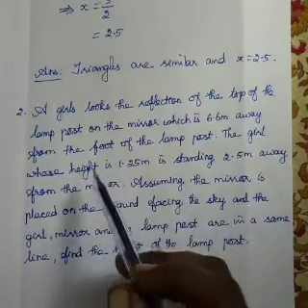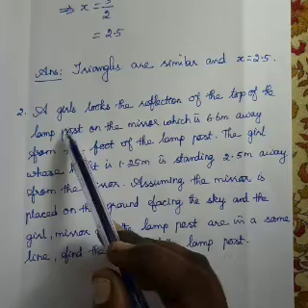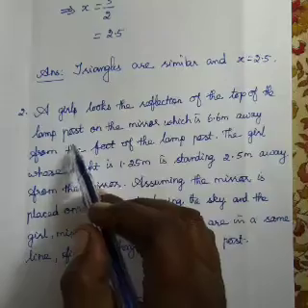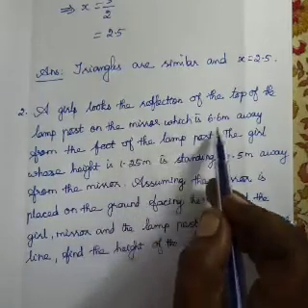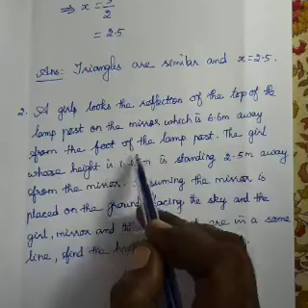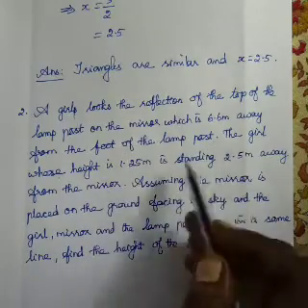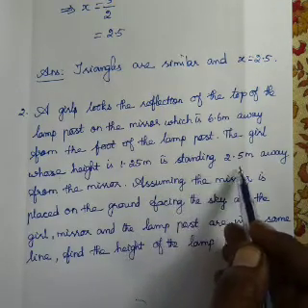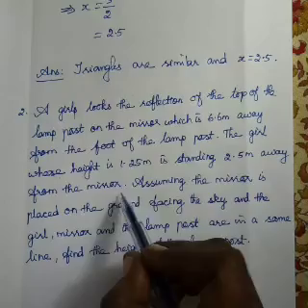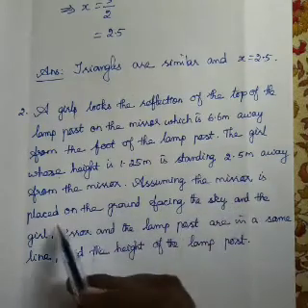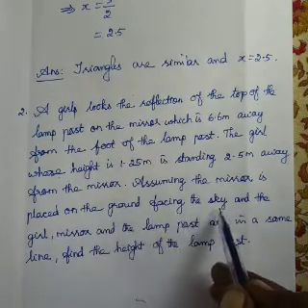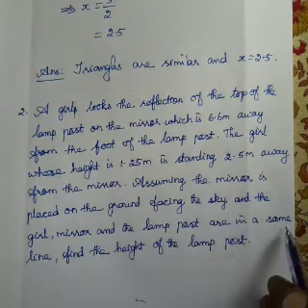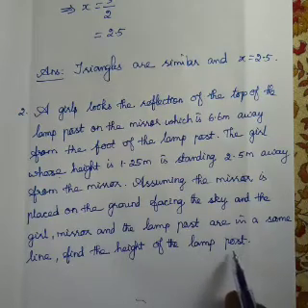Let us continue the second question. A girl looks at the reflection of the top of the lamppost on the mirror, which is 6.6 meter away from the foot of the lamppost. The girl, whose height is 1.25 meter, is standing 2.5 meter away from the mirror. Assuming the mirror is placed on the ground facing the sky and the mirror and the lamppost are in the same line, find the height of the lamppost.